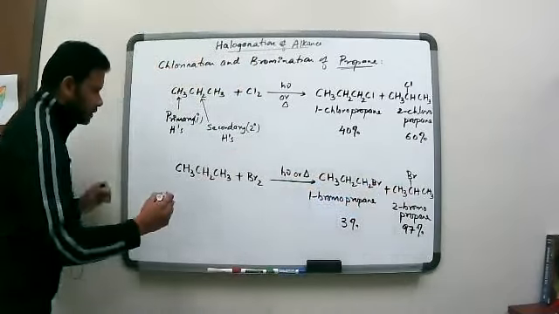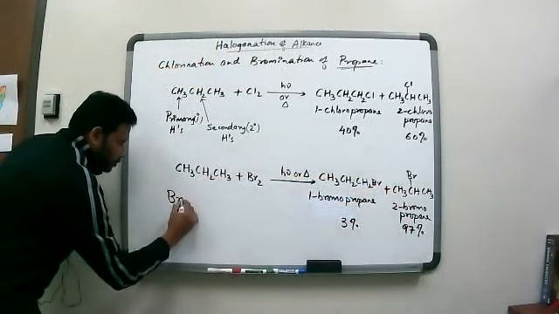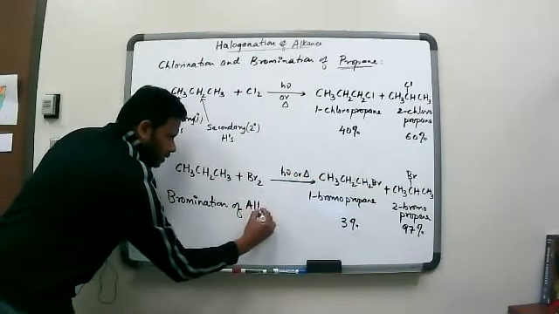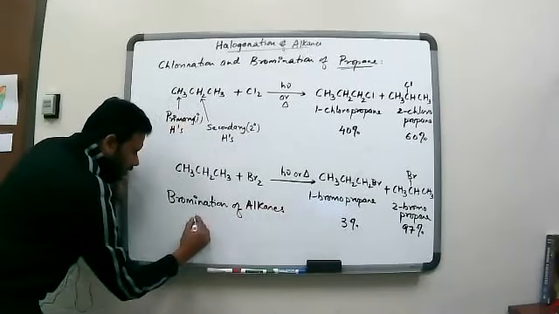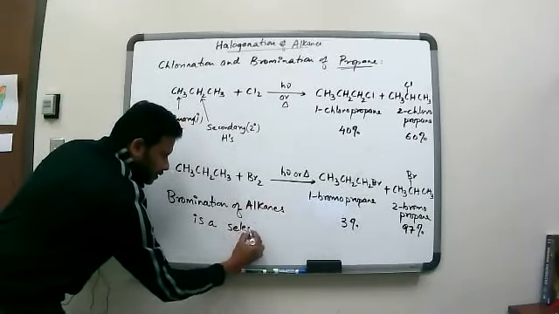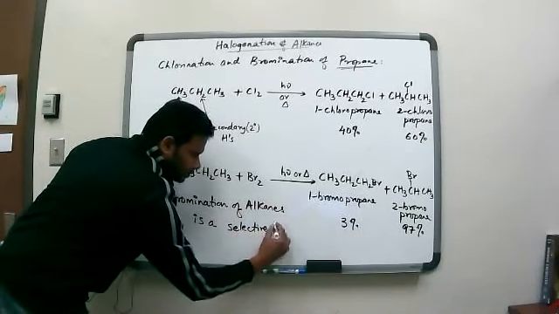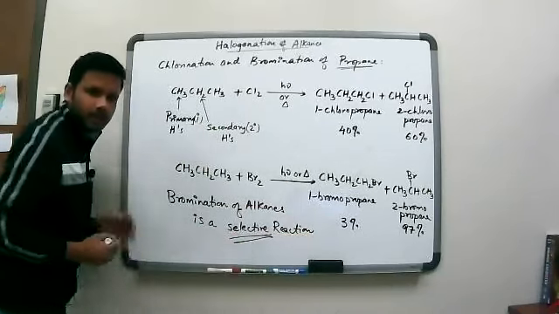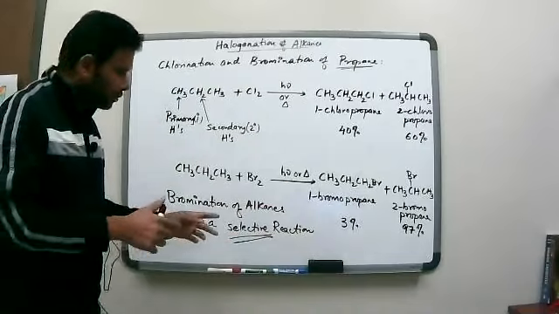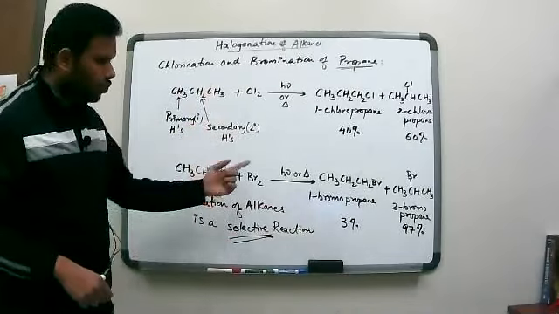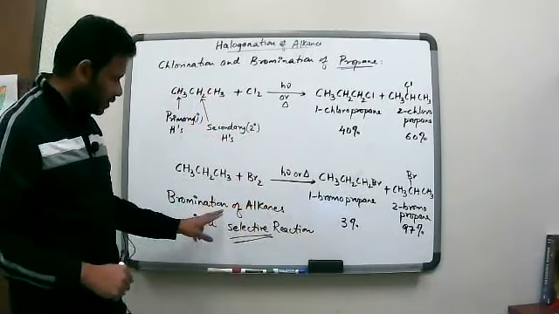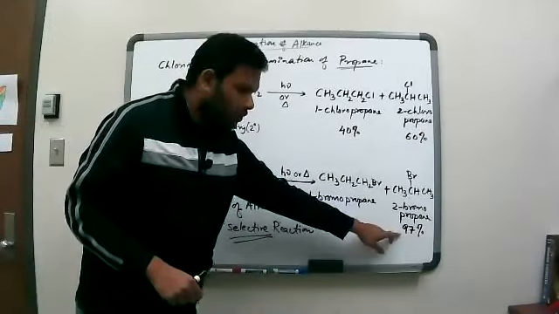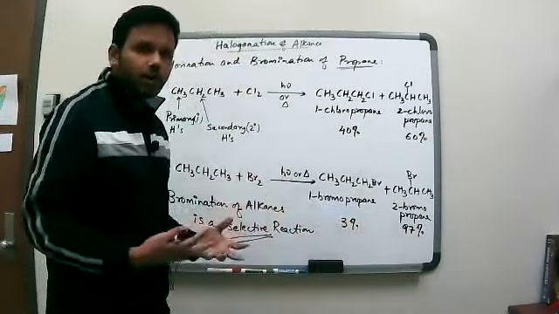And so for this reason, what we say is that bromination of alkanes is a selective reaction. It's a selective reaction, and this is a very important thing to remember, and we will dig through a lot of the details as to why this happens, but it's very important to remember that bromination of alkanes is a selective reaction because it gives us exclusively a major product.